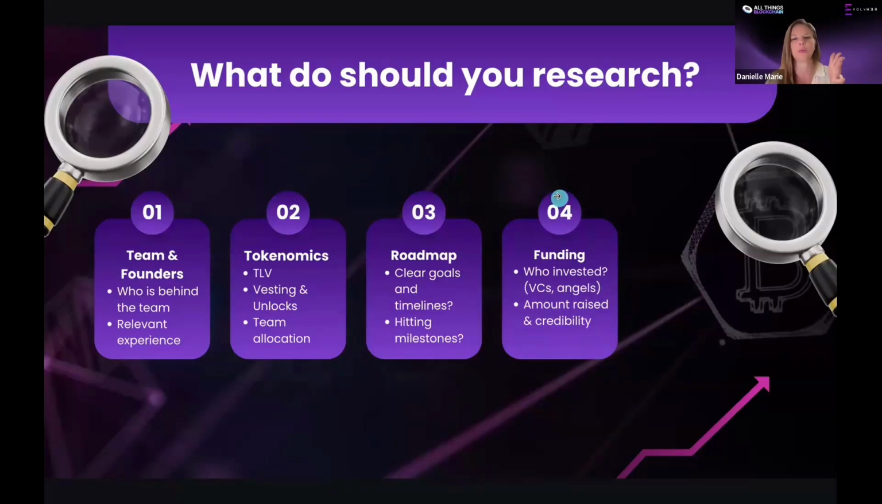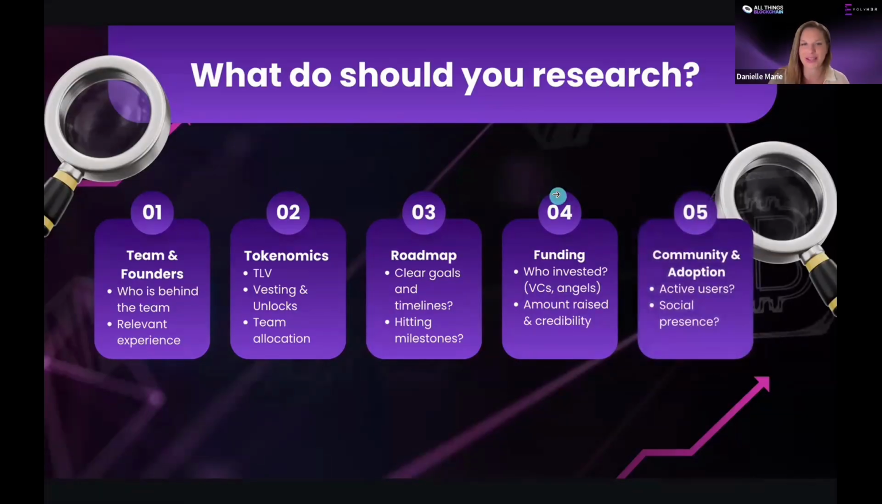Do they have a good team? Do they have a good roadmap? Are they solving a good problem? Do they have good tokenomics? These are all of the things. It's like if you're baking a cake, you need all of the ingredients to bake the cake. Well, these are all the ingredients that you need to be picking and selecting a good project that you should be investing your hard-earned money in.